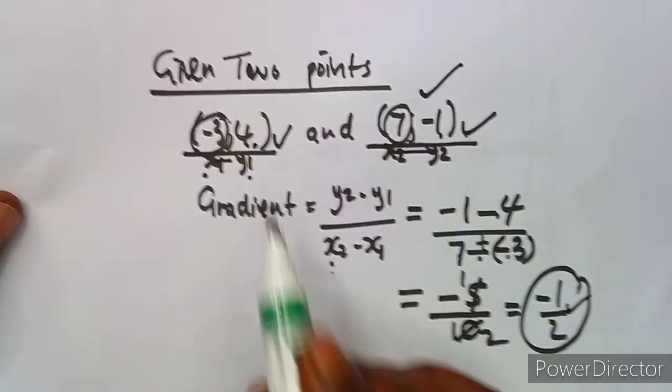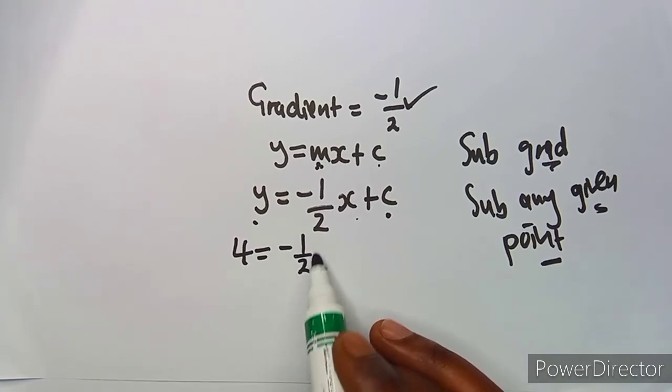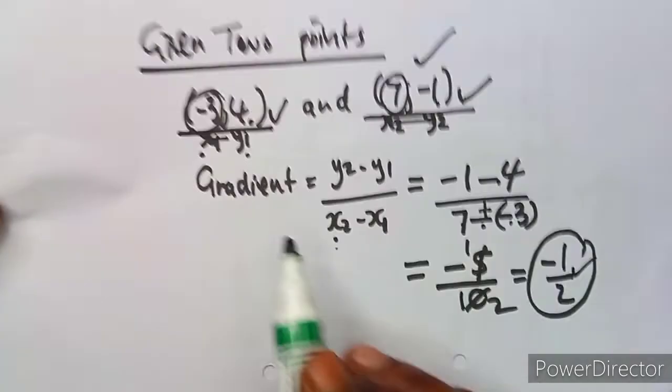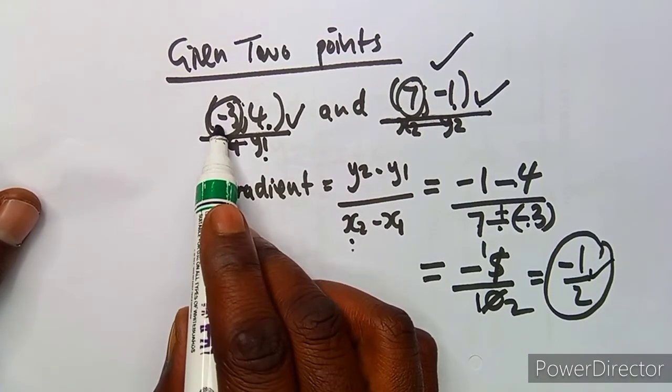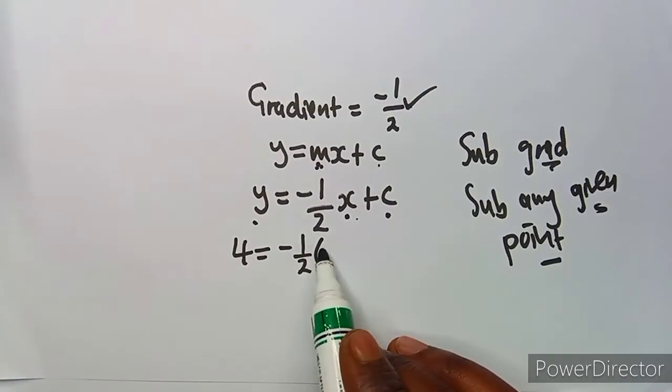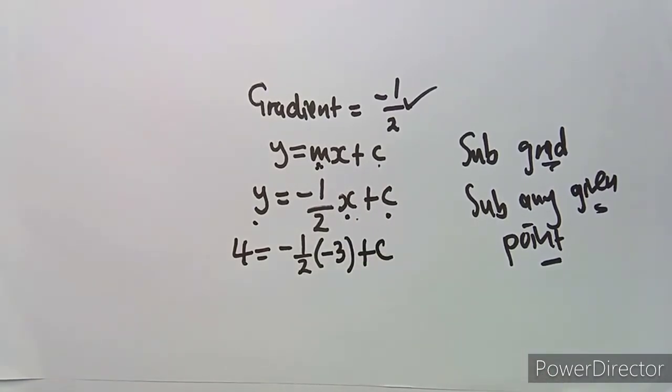This is the value of y, which is 4. So 4 is equal to minus half times x. In this case, our x is minus 3. This is the value of x, which is minus 3. So it's minus half times minus 3, like this, plus c.